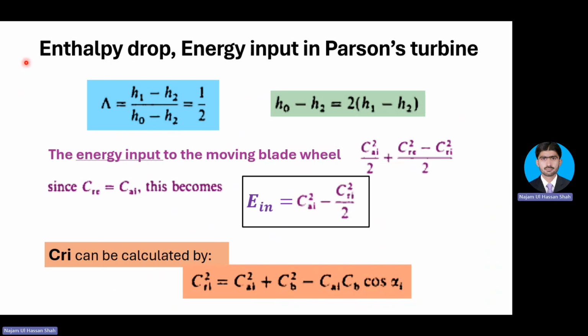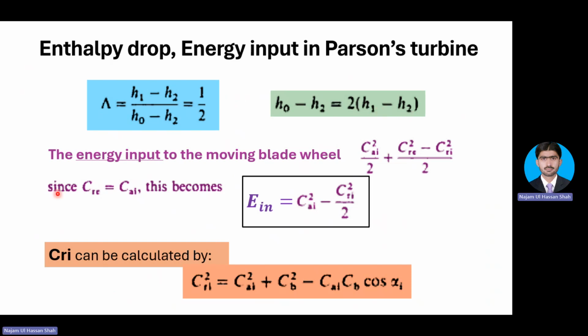Enthalpy drop and energy input in a Parsons turbine. So we have just discussed that a Parsons turbine is 50% impulse and 50% reaction. So the degree of reaction should be equal to half. Therefore, the total enthalpy drop in a stage, H0 minus H2, will be equal to 2 times that of the enthalpy drop in one row of moving blades, H1 minus H2.